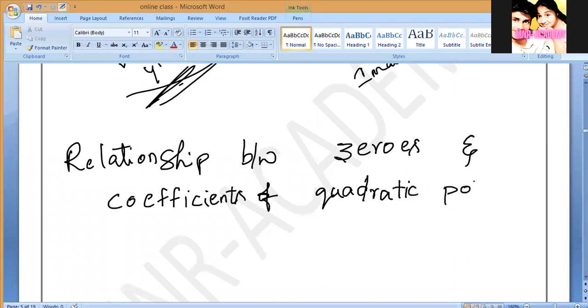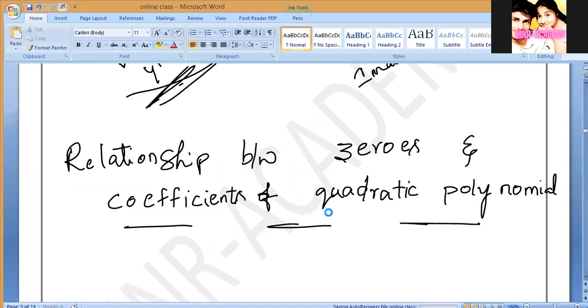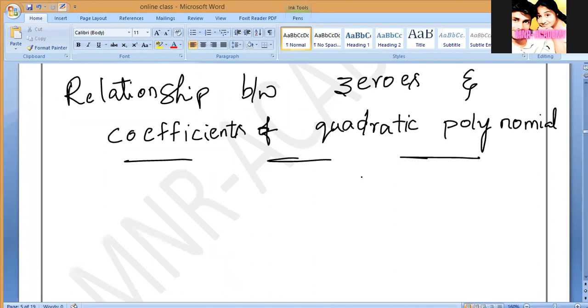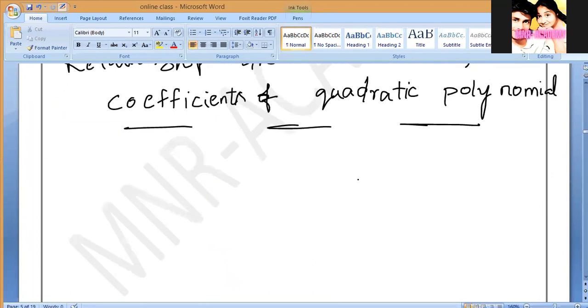What is a quadratic polynomial? A polynomial with degree 2. The highest degree is 2, not 3.